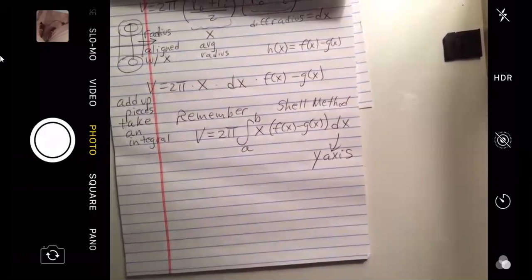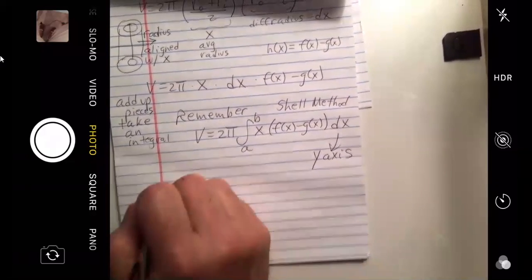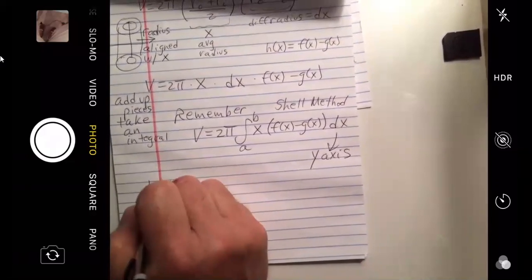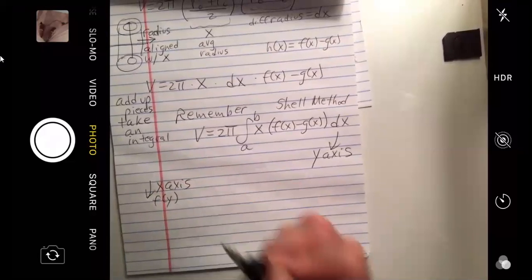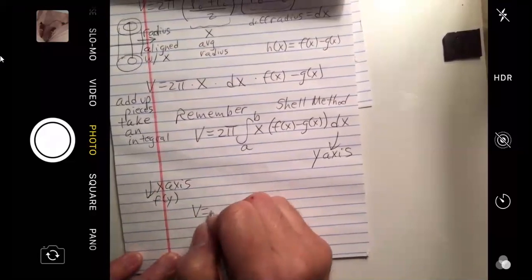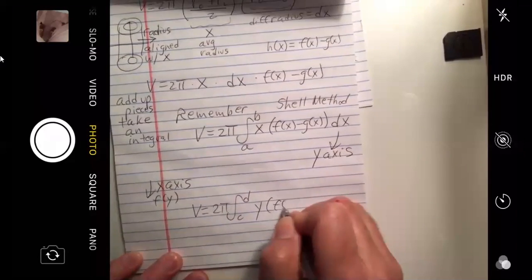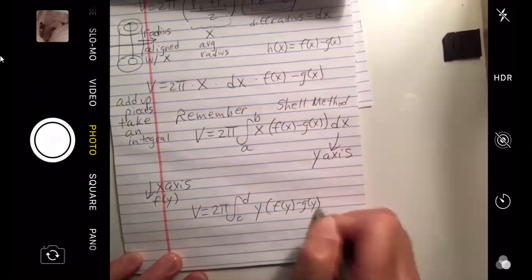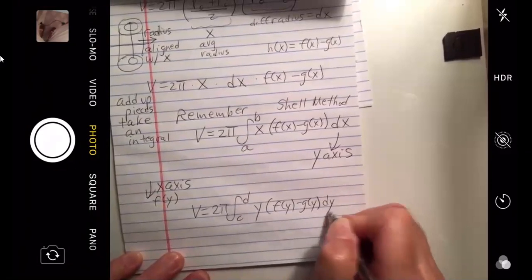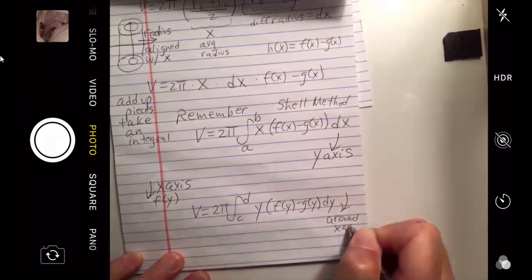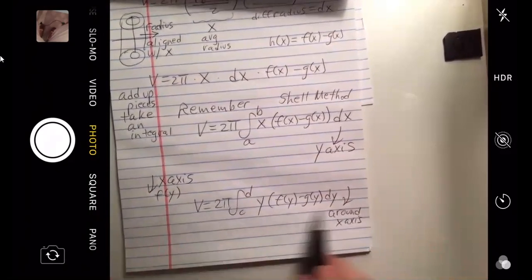Well, naturally, somebody came along and said, well, gee, you could probably go around the x-axis, and that would give you functions of y again. And you'd actually have 2 pi integral from c to d of y, f of y minus g of y, dy. That would go around the x-axis.